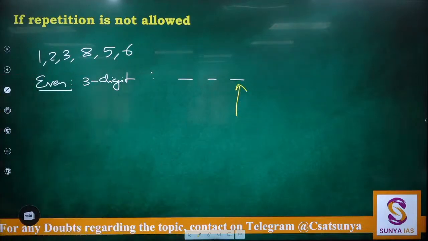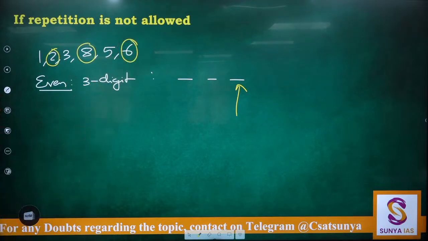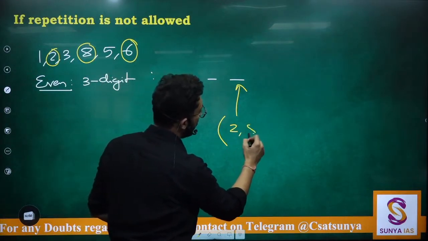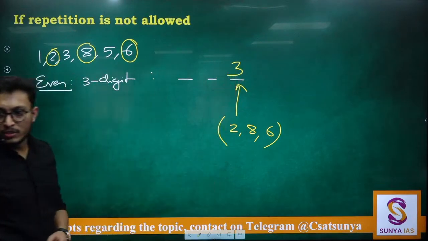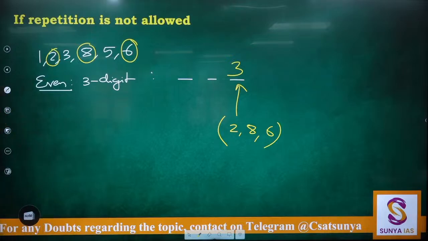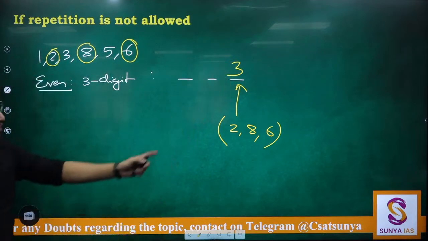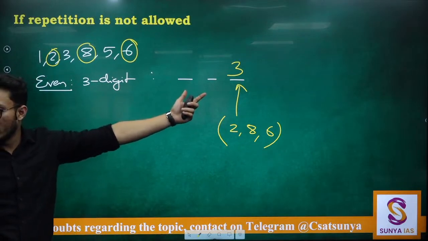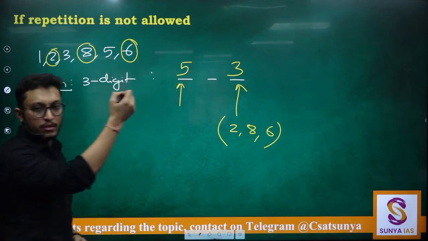How many even digits are there? These 3 digits are even. So this particular place has to be filled with either 2, 8 or 6. That means you have only 3 options here. For the remaining places, total there are 6. You already filled this with one of the digits. That means that particular digit is not left to be filled here. So how many options are left? Only 5 options are left.